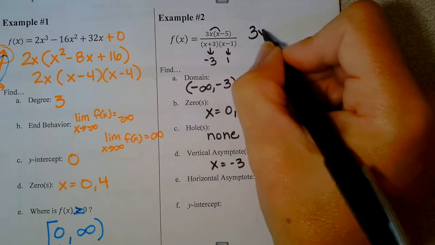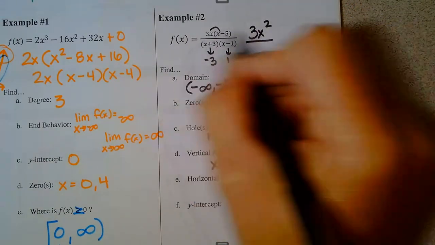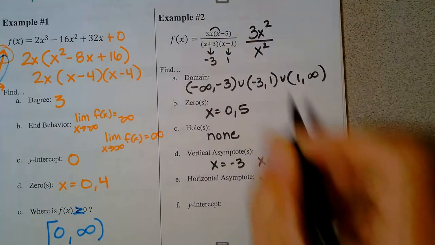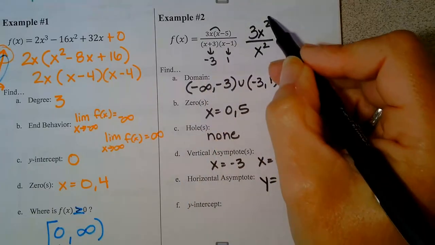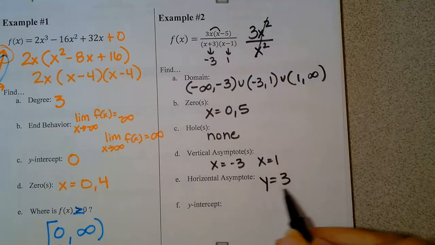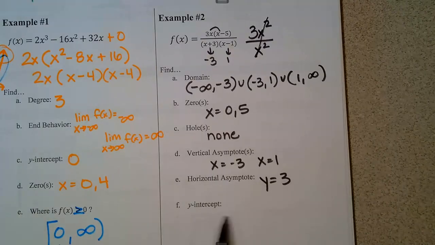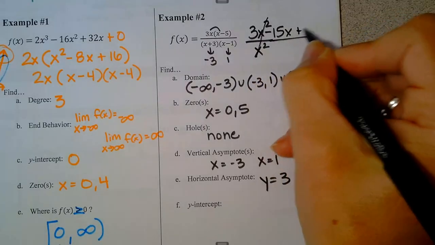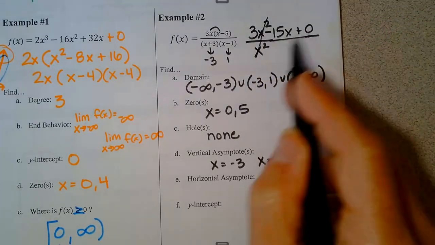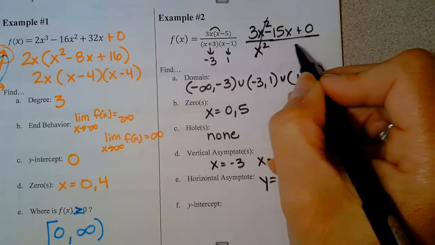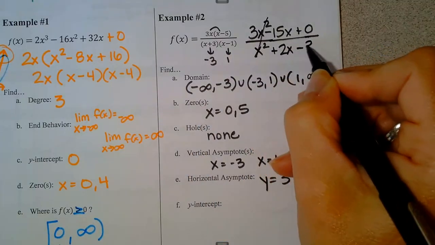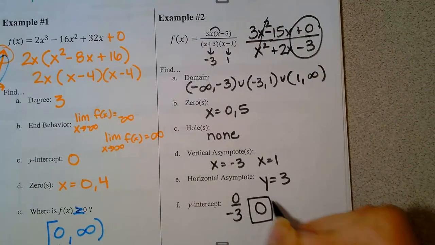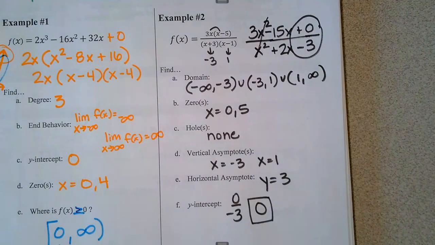You have to remember, you kind of gotta do some multiplying. So it's going to be x squared over x squared, but there's a 3 out front of this one, so that makes these cancel out and become 1, and then my horizontal asymptote is 3. Same thing for the y-intercept. This would become minus 15x, and then there's a 0 at the end of that. And then what's the end of this one? Plus 2x minus 3. So 0 over negative 3 is just 0, isn't it? So my y-intercept is 0.